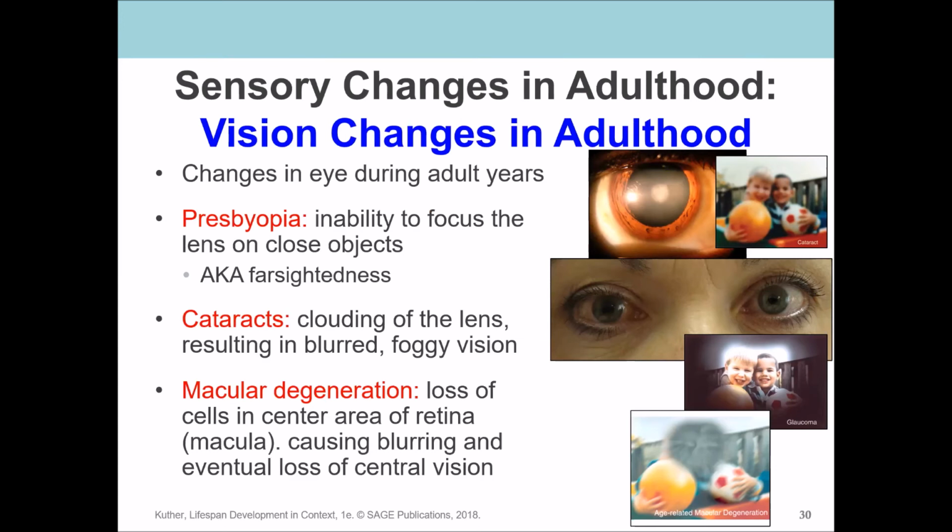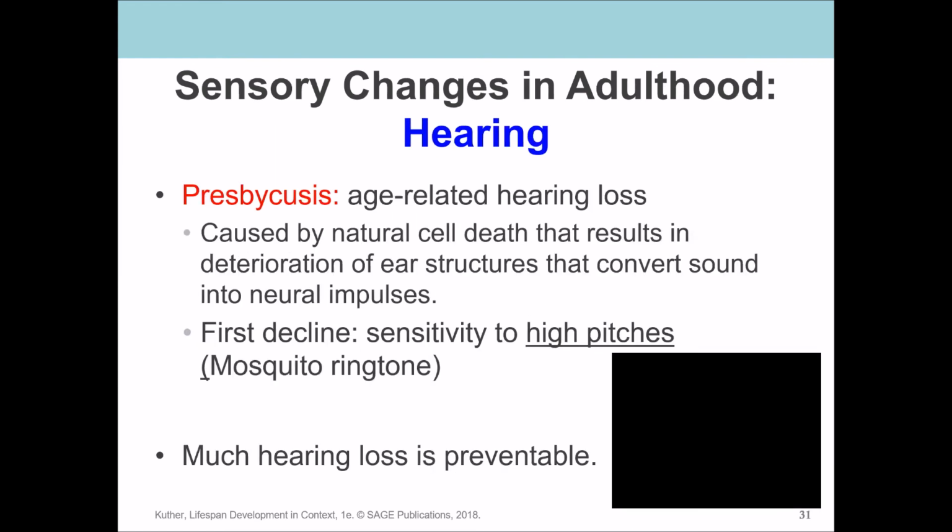And last here, macular degeneration. This is a substantial loss of cells in the center area of the retina, causing blurring and eventual loss of central vision. You can see a picture of that in the bottom right-hand side. The center of the vision is impacted. And this is influenced by hereditary and environmental factors as well, like smoking.